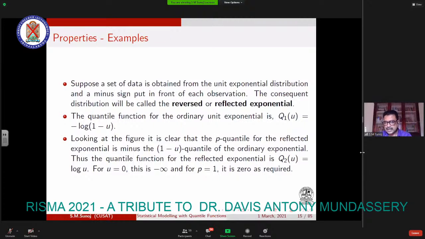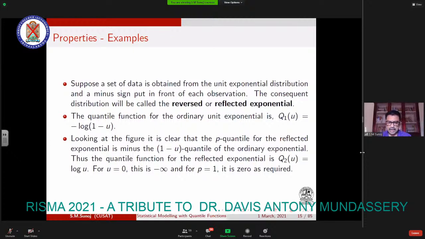So in short, from the data, now you have two data sets. One is the data itself, and another is the data with the minus sign. Since the given data follows the unit exponential distribution, this transformed data, which is the minus sign of the given set of data, will be the reversed or reflected exponential distribution. And we know that for the exponential distribution, the quantile function for the unit exponential is Q(U). If you have a parameter, say lambda, then it will be minus 1 by lambda log(1 minus U). Since it is a unit exponential, it reduces to minus log of 1 minus U.